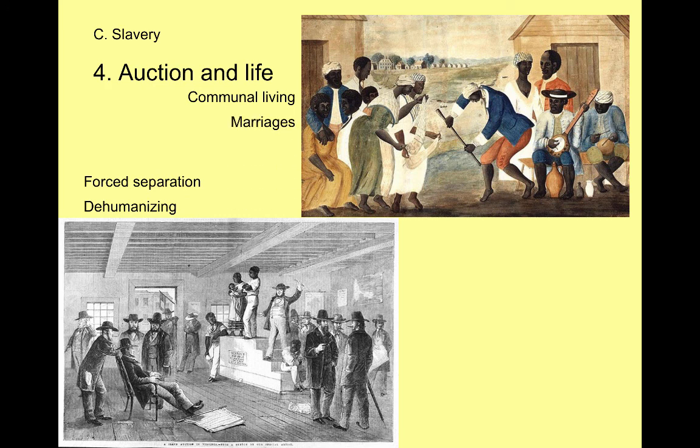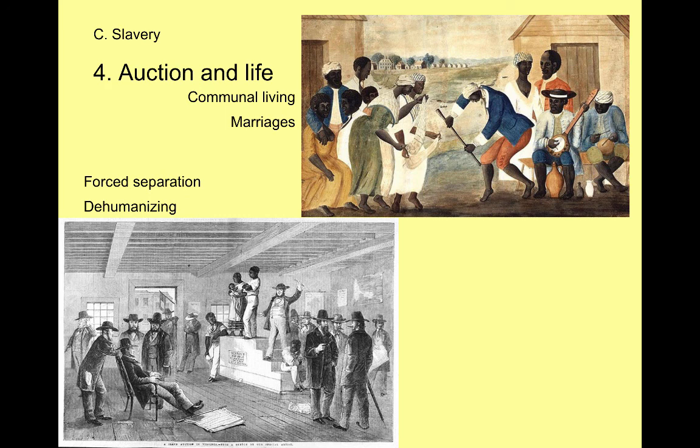I talked about marriages. Marriages were not legal because African Americans were not considered people. And so the law did not recognize their marriages. But of course, putting that aside, everyone seeks to have companionship and, like I said, community. And so African Americans would often get married. It would be unofficial, but they would get married. It was official to them.